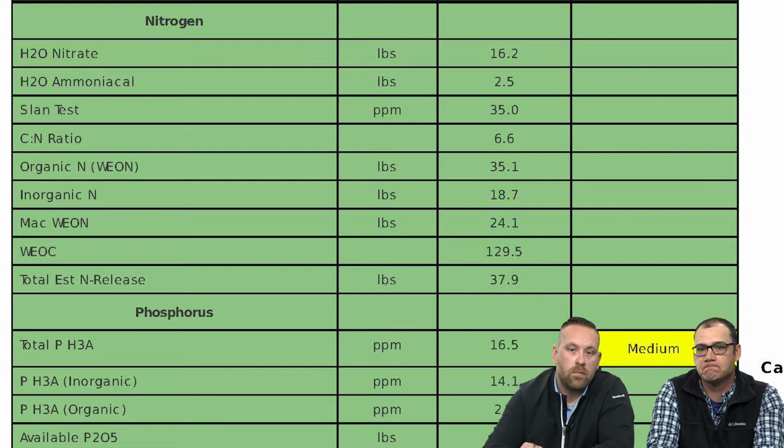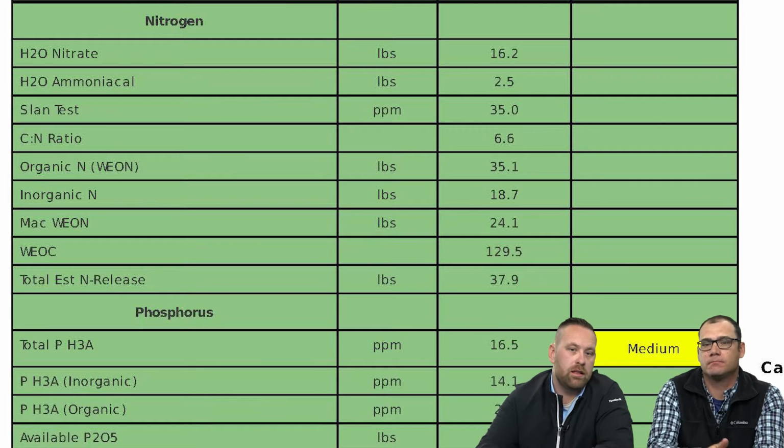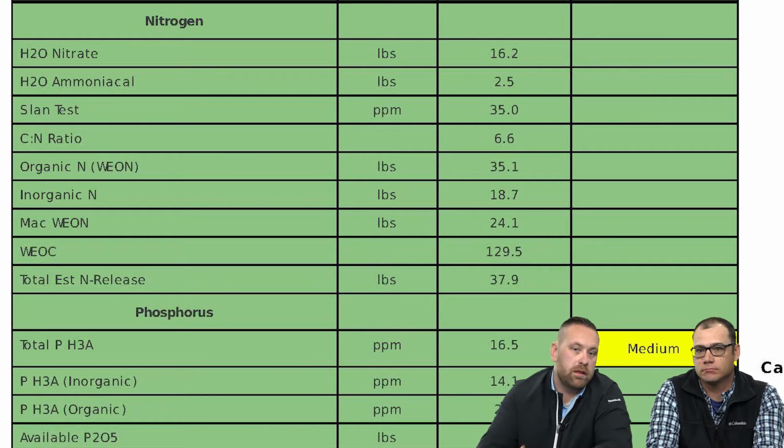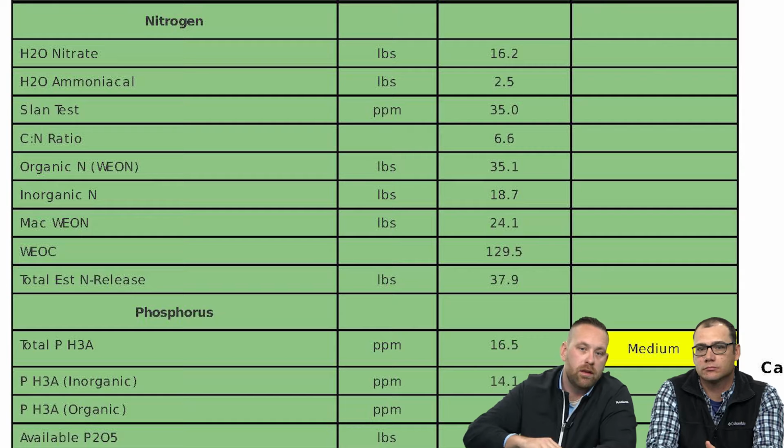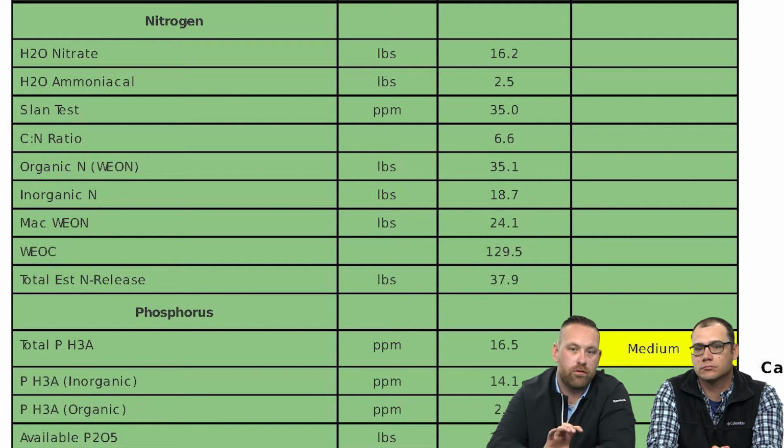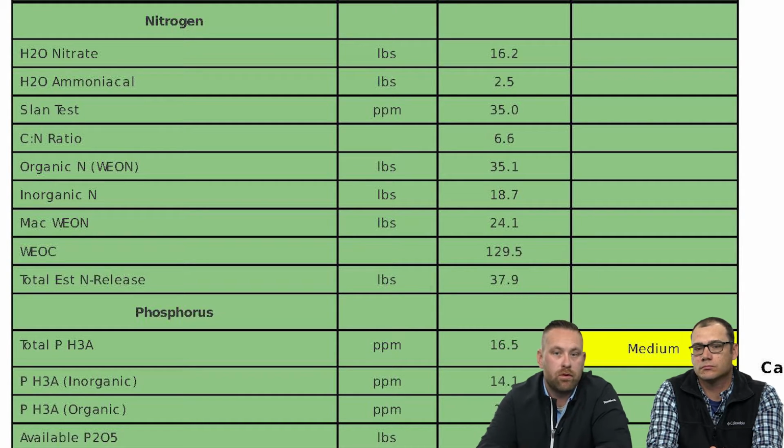Sure. So we move down to H2O ammoniacal. That's anything that would be ammonium nitrogen. So that's NH4, a positive or a cation. So that's pretty safe, right? Unless that gets converted. But as we cool down, we know that your nitrifying bacteria are also going to cool down. So whatever's in that ammoniacal form is pretty well safe for the wintertime. So we have 2.5 pounds of ammoniacal nitrogen sitting in the soil.